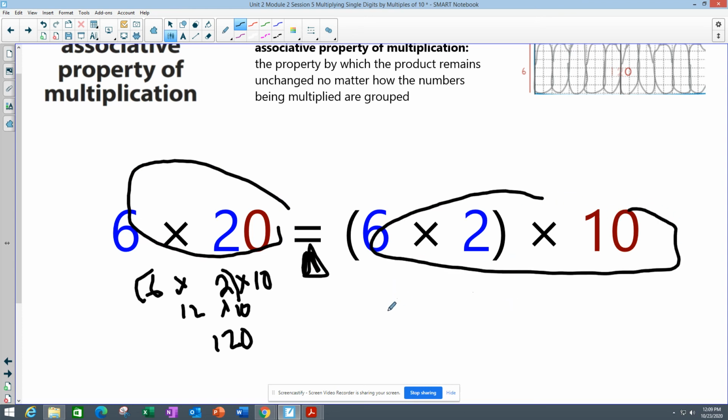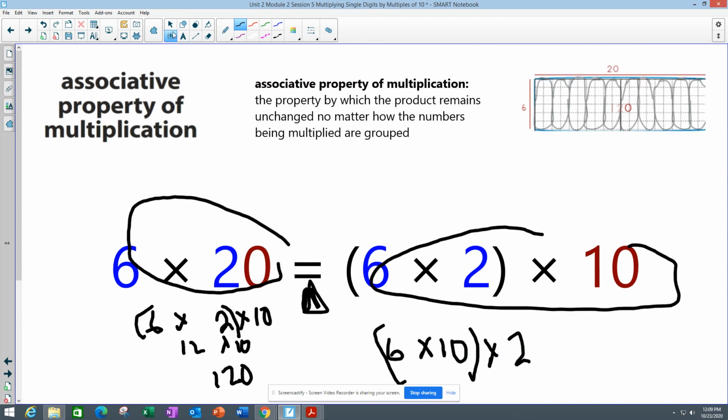I could have broken this up into 6 times 10 times 2. No matter how I arrange it with multiplication here, it's always going to remain the same answer. That's called the associative property of multiplication.